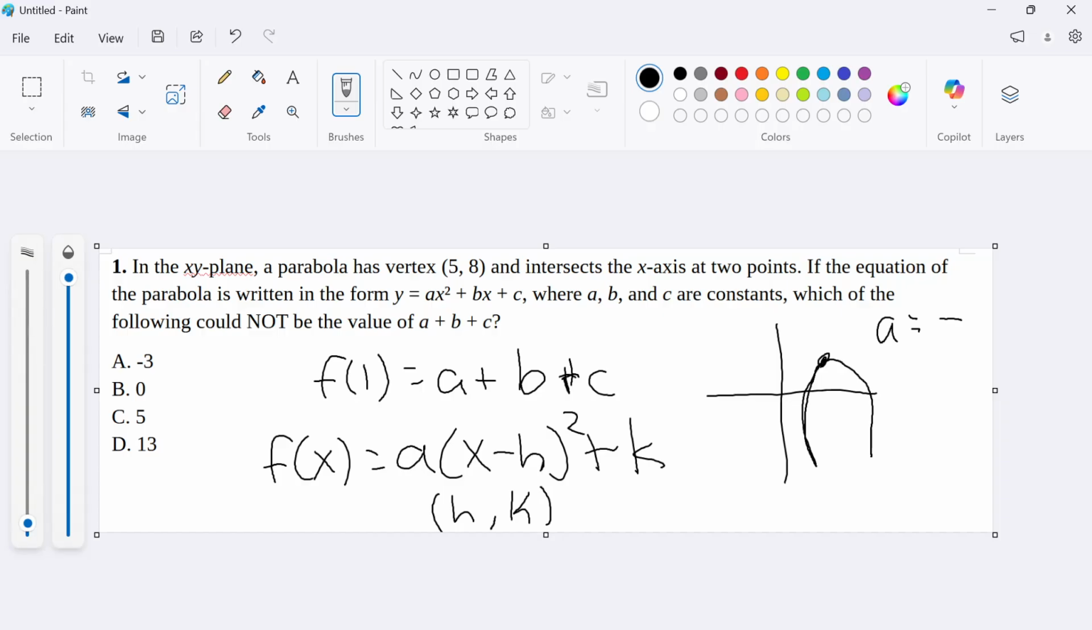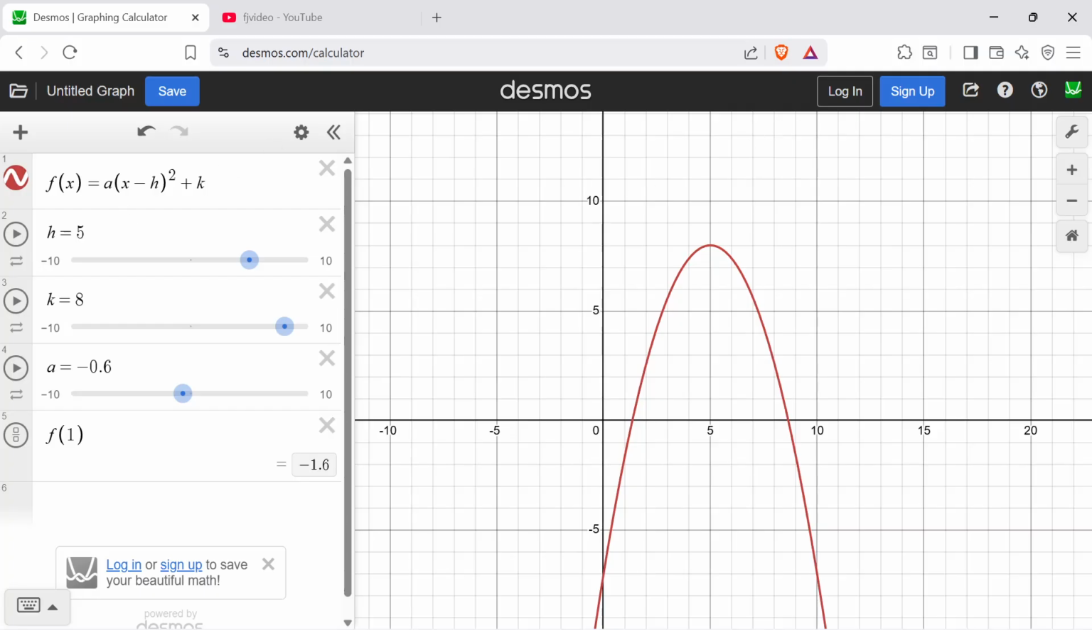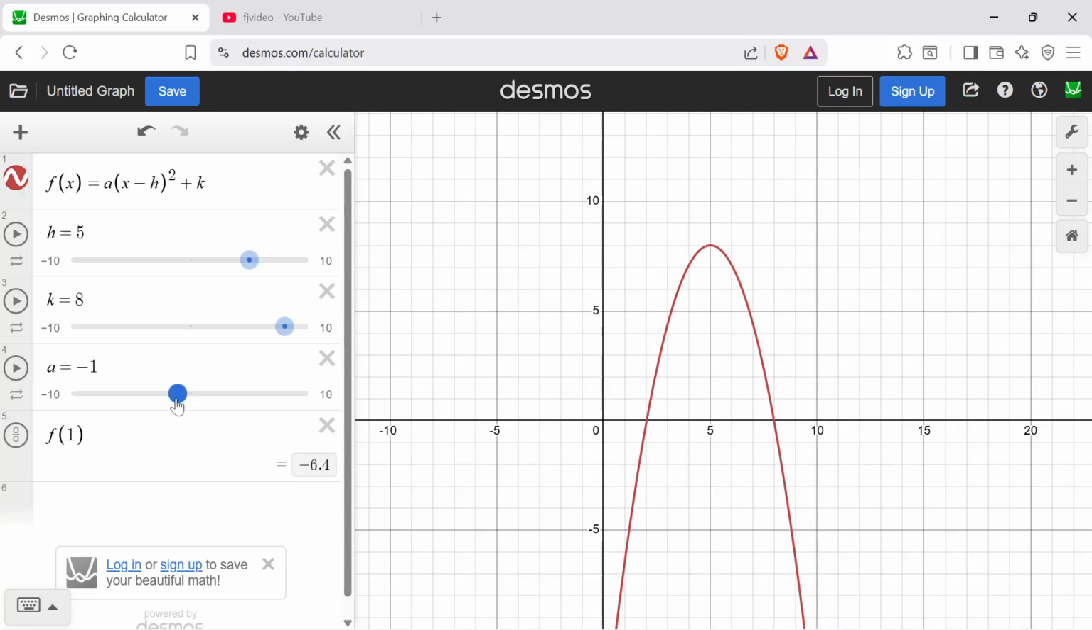And so now I can use this to figure out which one of those answers is correct with Desmos. I have a times (x minus h) squared plus k, and I put h equals 5, k equals 8. I did this because I'm working a lot of these questions over and over to check a worksheet, and so I just put them in as sliders. If you're doing it, you can just put the values in. Now, here's what happens. Look at this.